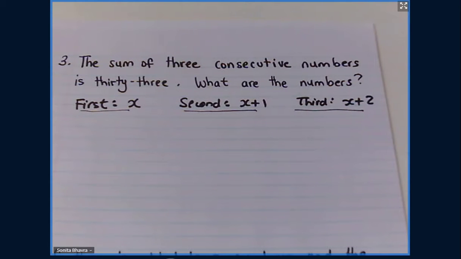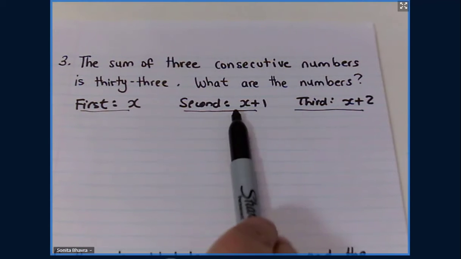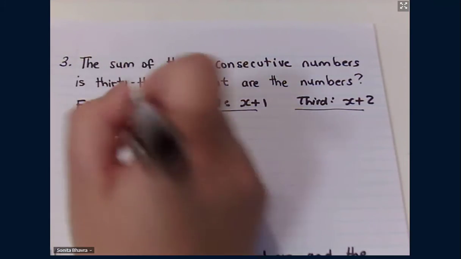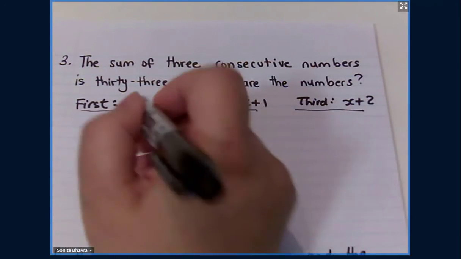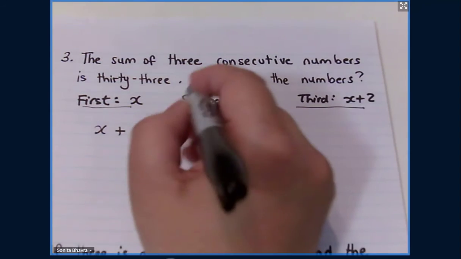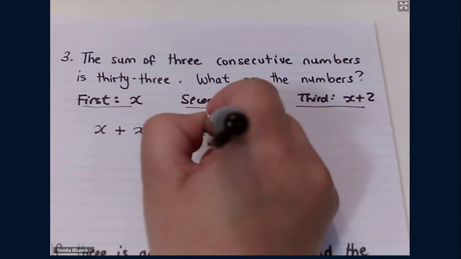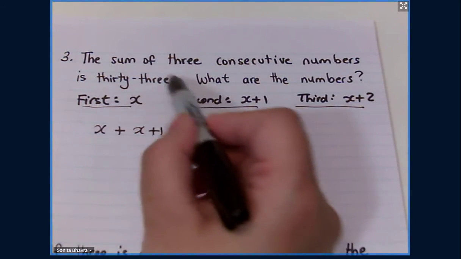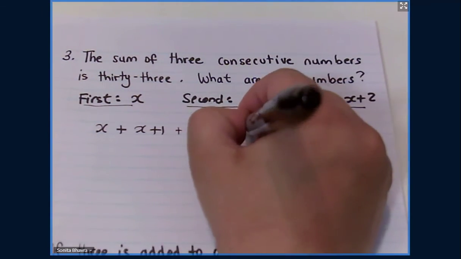Sum means addition. So we're going to add the three expressions together, and the sum is 33. So it's x plus x plus 1 plus x plus 2. And the sum of it, we know in the question, is 33. So it's equal to 33.